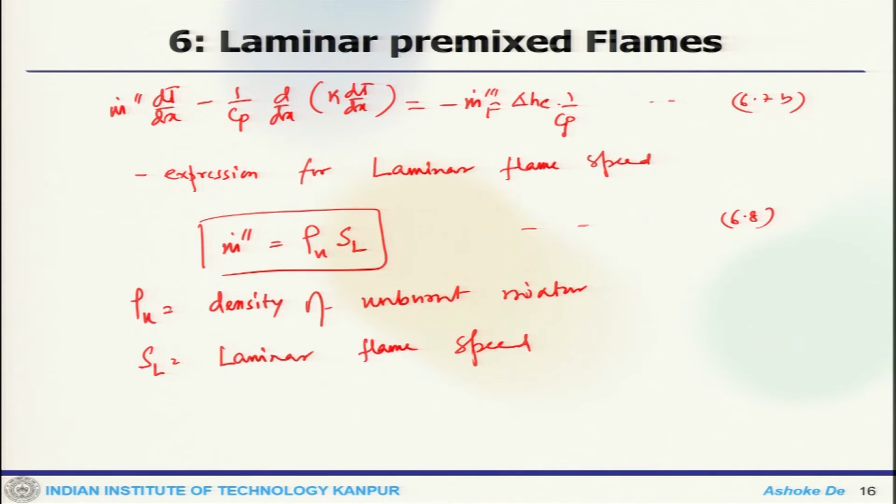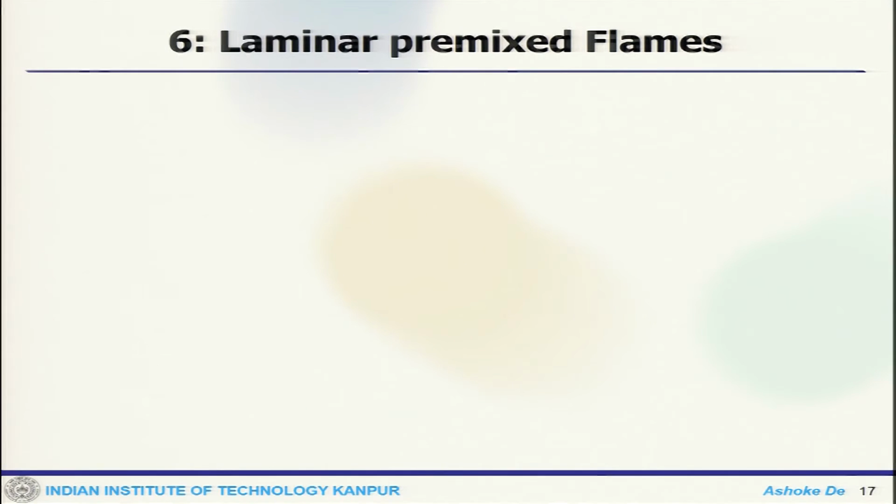So, the approach is to assume a temperature profile that must satisfy the boundary conditions, and then we can integrate this equation. So, we can assume a temperature profile, which will obviously satisfy the boundary conditions, then if we integrate this temperature equation, we can get that. Now, what are the boundary conditions? Let us look at those boundary conditions first.